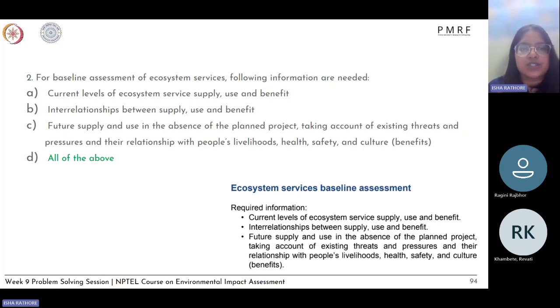And we consider the future supply and use in the absence of the planned project. That is, the project is not considered. Taking account of the existing threats and pressures which they are facing, and their relationship with people's livelihood, health, safety, and culture. So D, all of the above, is the correct answer. Moving on to the next question.